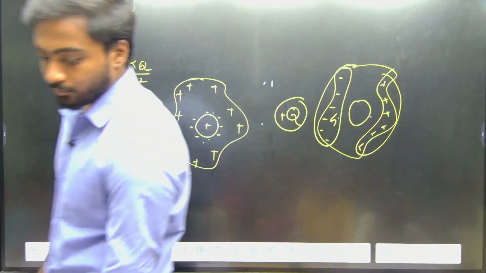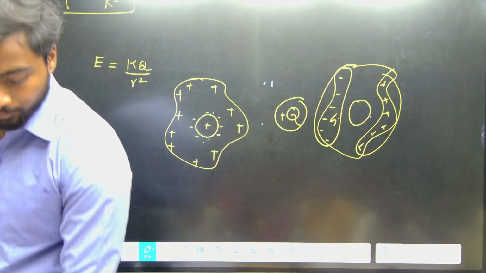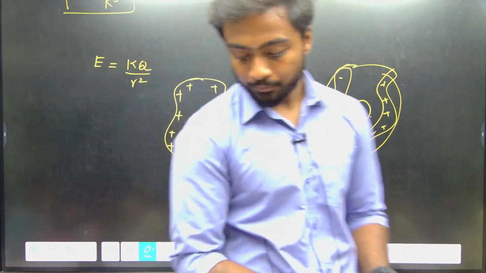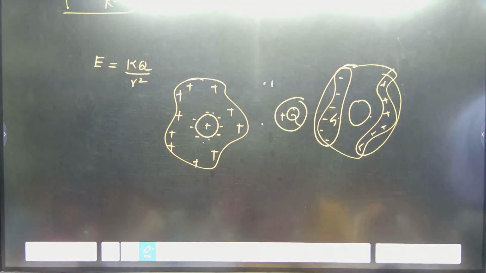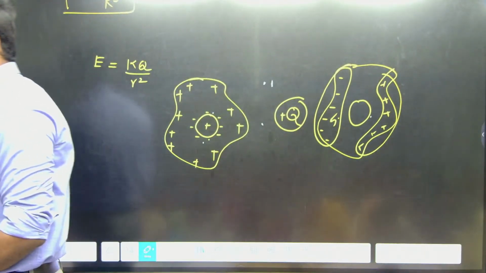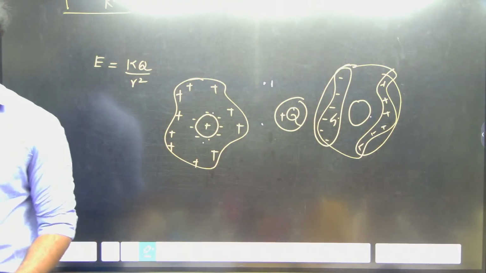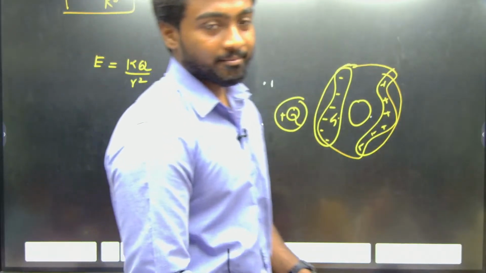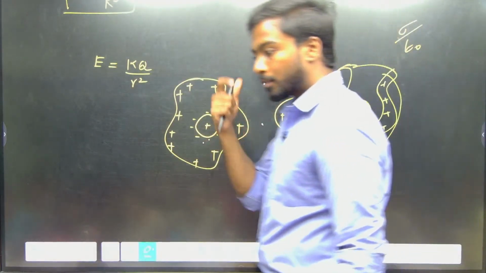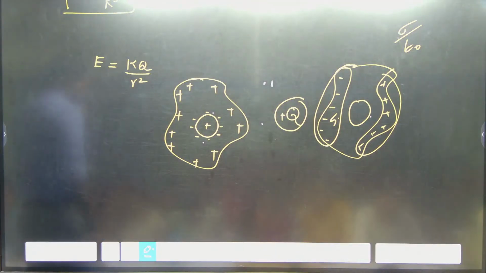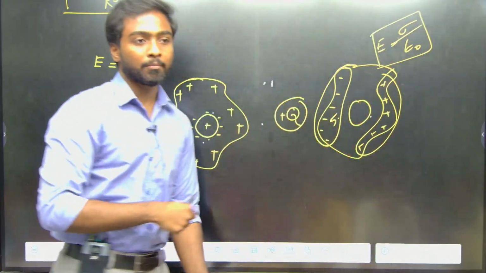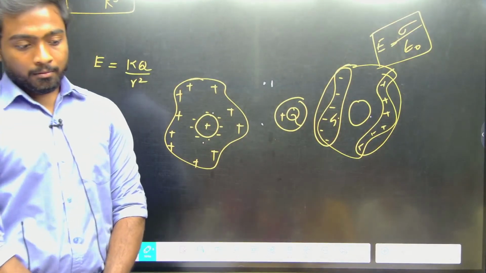Third one, the next point. The field just outside a conductor is given by sigma by epsilon naught. So it is nothing but E is equal to sigma by epsilon naught. So this is one formula. Okay, sigma by epsilon naught.